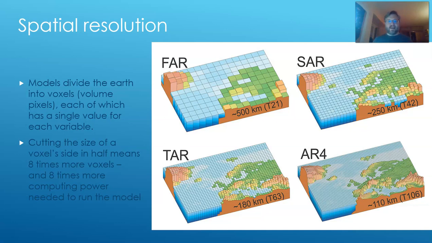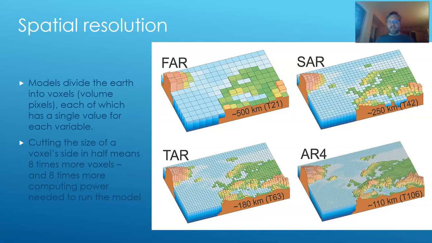So then you'll see they cut the size of the sides of those voxels in half for the second assessment report. So now there's only 250 kilometers to a side. When you cut the size of a side of a voxel in half, you get 8 times as many voxels, right? You've got twice as many going east to west, twice as many going north to south, twice as many going up and down. 2 times 2 times 2 gives you 8. So that's a lot more of these voxels, and that means it needs 8 times as much computer power to run this model. So it's going to take 8 times as much processing from your computers to do that.